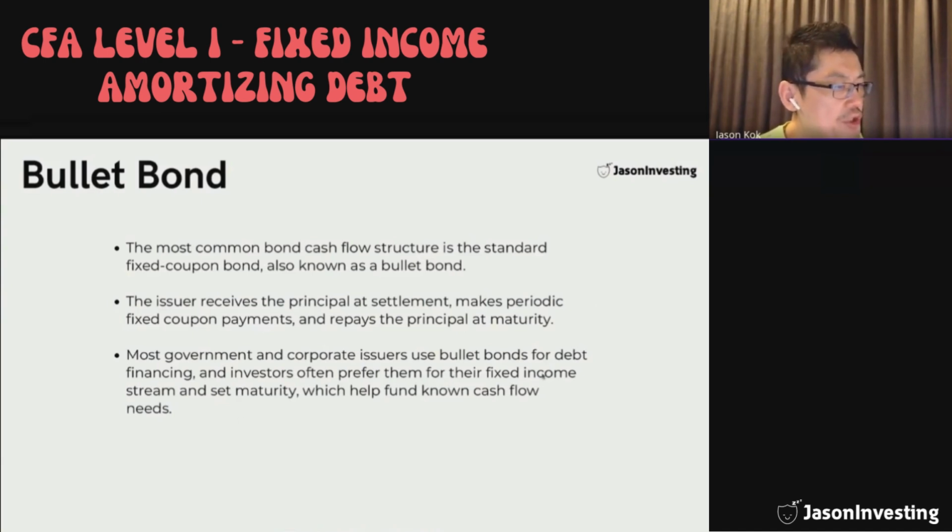Most government and corporate issuers use bullet bonds for debt financing, and investors often prefer them for their fixed income stream at set maturity, which helps fund known cash flow needs.